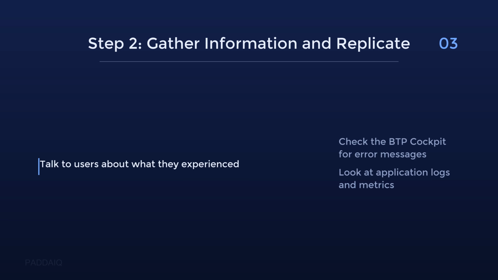Talk to users about what they experienced. This means having direct conversations to understand their first-hand interactions with the system. For instance, if a report is failing, ask the user what steps they took and what error message appeared. This direct feedback is the most reliable way to pinpoint the exact issue.